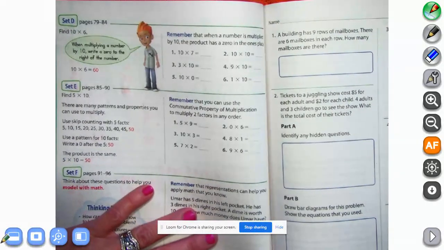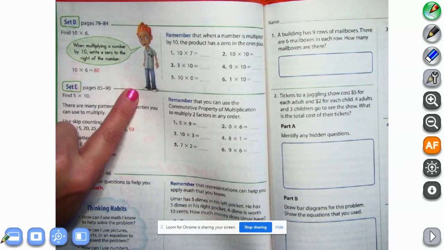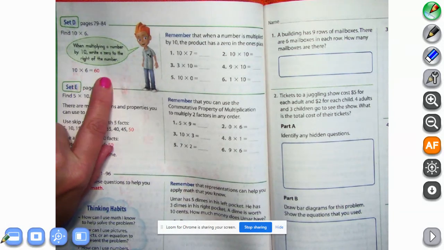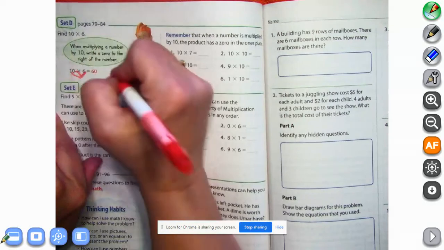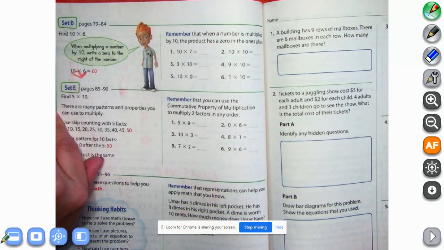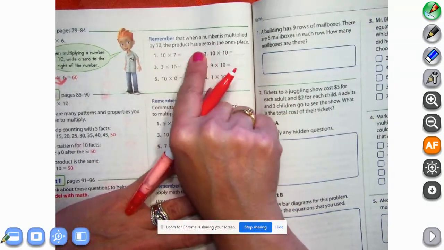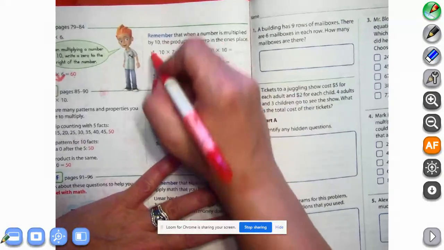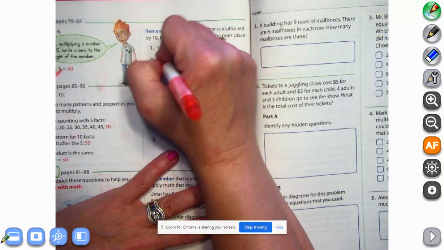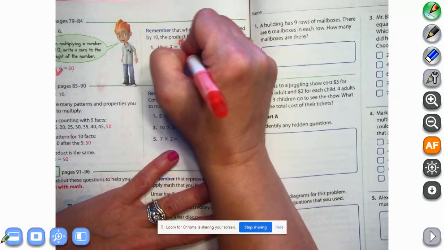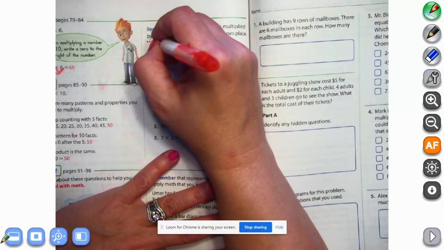Okay, find 10 times 6. When multiplying a number by 10, write a 0 to the right of the number. So 10 times 6 is 60. If you broke it up and just did 6 times 1 is 6, and 6 times 0 is 0, 60. All right. Remember that when a number is multiplied by 10, the product has a 0 in the ones place. So 10 groups of 7, we can go 7 times 0 is 0, and 7 times 1 is 7. So we get 70. Or you could skip count. 10, 20, 30, 40, 50, 60, 70.